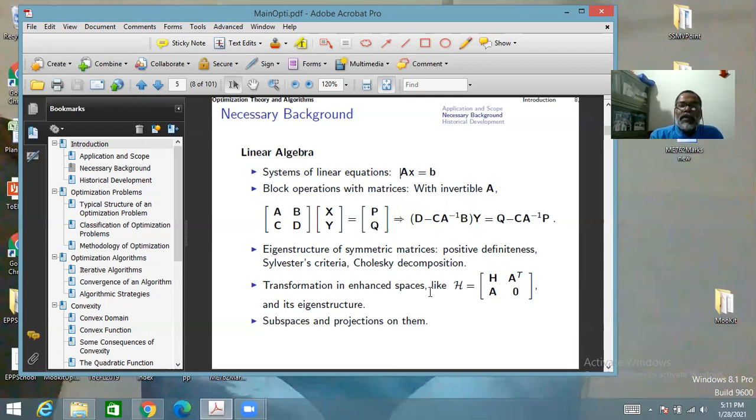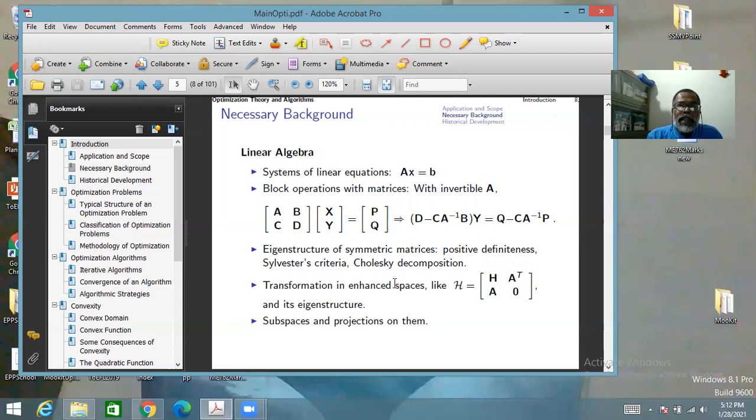And then sometimes you may need to work with extended transformations like this, okay, on enhanced spaces. And you should be in a position to think about its eigenstructure, okay? And then the subspaces of Euclidean space and projections on them, such senses you should be able to work with. I'm not telling that you need to be experts in all those things, no, but you should have the geometric feel, sense of those things.